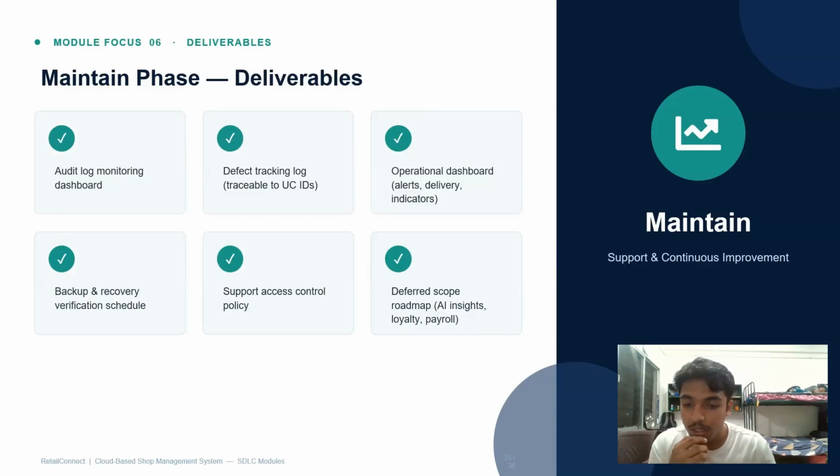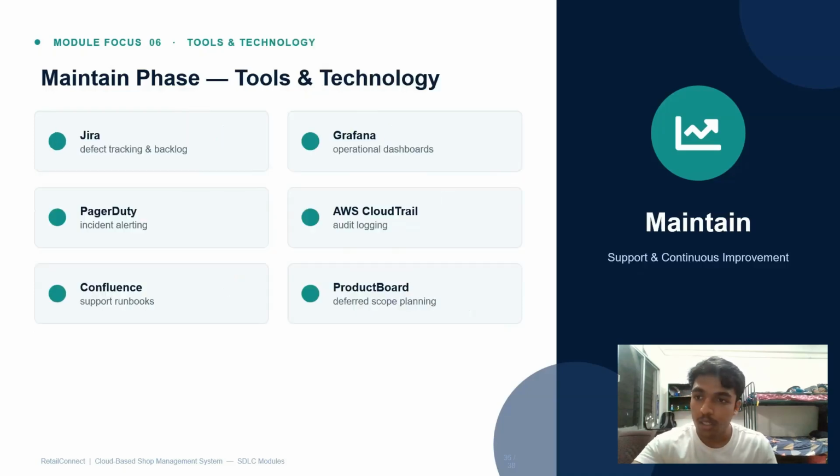These are the deliverables. This phase gives us audit log monitoring dashboards, a defect tracking log, an operational dashboard, a backup and recovery schedule. It also supports an access policy and a deferred scope roadmap. Coming to the tools and technology, we use Jira for defect tracking, Grafana for dashboards, PagerDuty for incident alerts, AWS CloudTrail for audit logging, Confluence for support runbooks, and Productboard for planning deferred features.